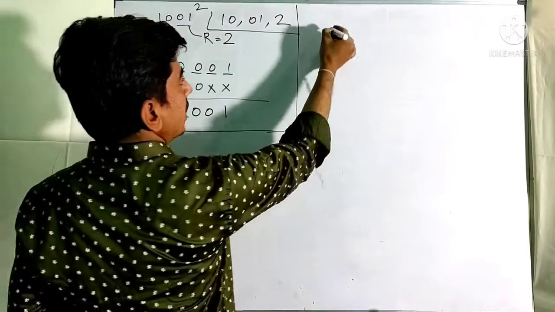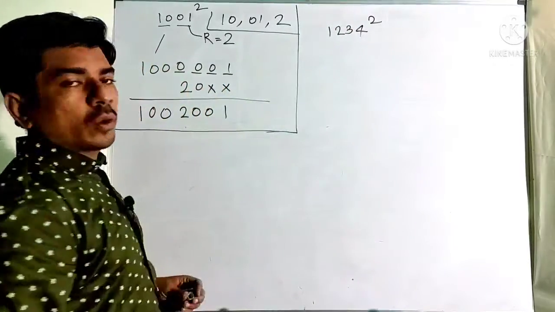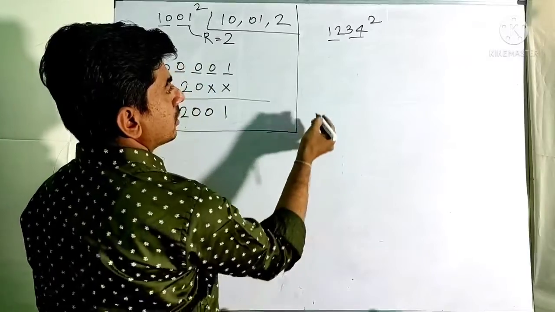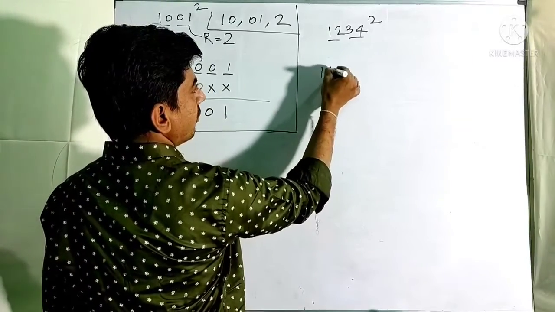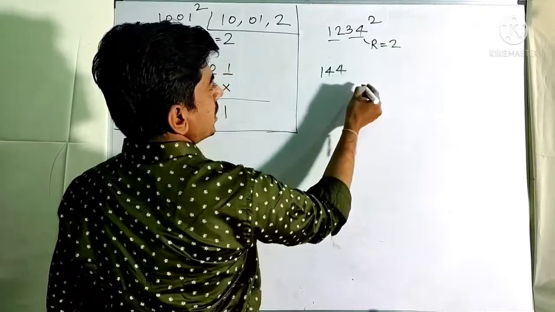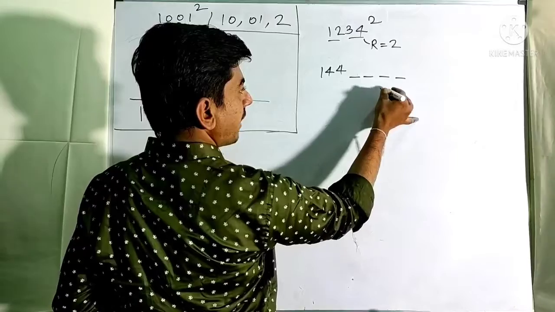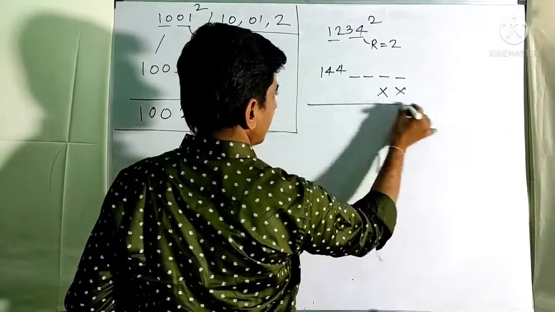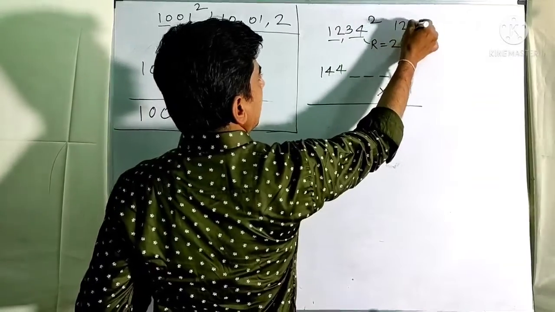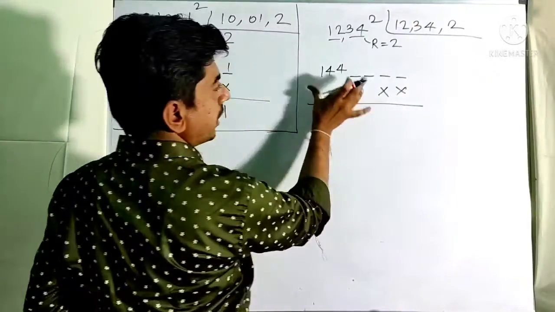Next number let us take as 1 2 3 4 square. The square of 1 2 3 4. Again take the square of 12, it will be 144. Right part has 2 digits, therefore we should write it in 4 digits, and we have to leave 2 digits. Here the answer will be coming. The parts will be 12, 34 and 2. The product you should write here.